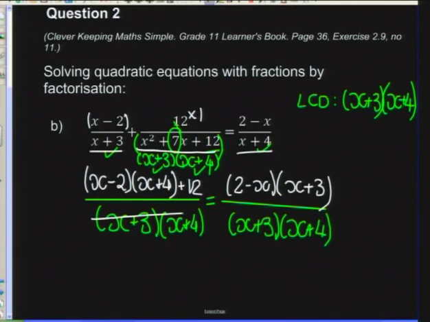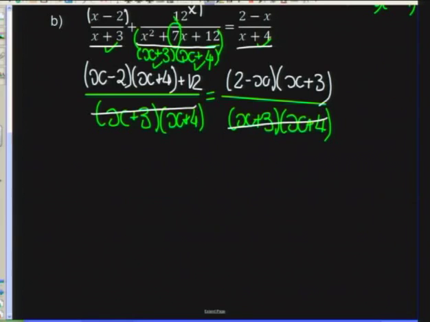As far as the denominator goes now, we can drop it as long as we remember our restrictions, which I'm sure you guys are all working hard at figuring out here. Okay, now we need to simplify this out. So I've got x squared. I have got positive 4x minus 2x, which is going to give me positive 2x. And I have got negative 8, and I've got plus 12.